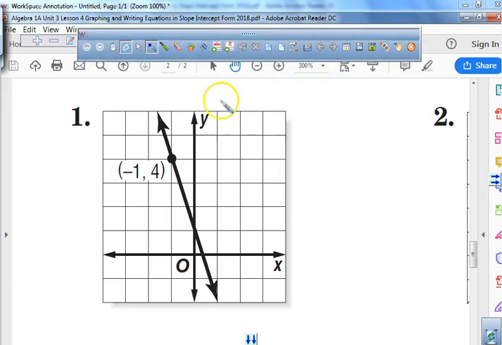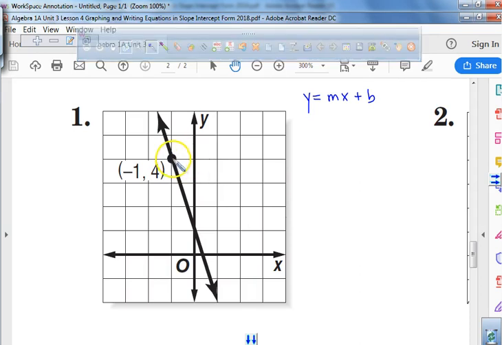Today we're going to be talking about writing linear equations in slope-intercept form. Okay? That's what we're working on today, writing linear equations. Now right here, we see this point right here. And we see this point right here. Now what does this point right here represent in our line? Anybody know? That point right there.